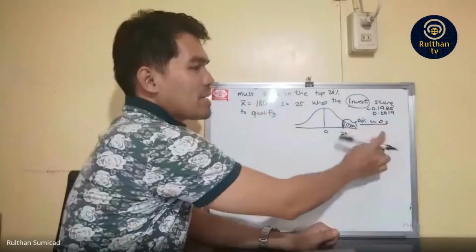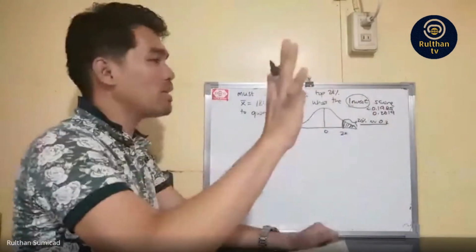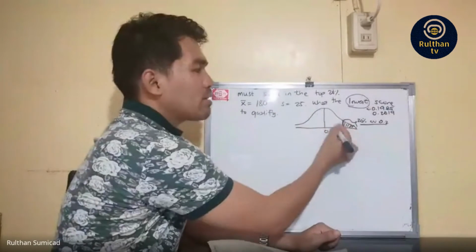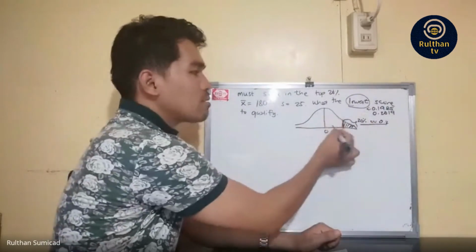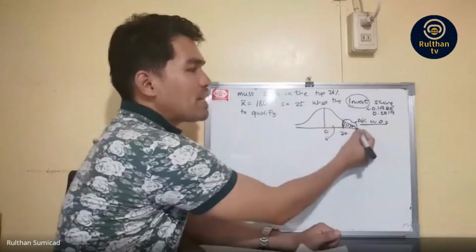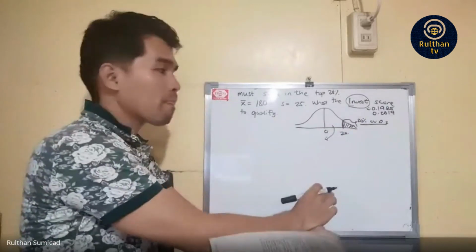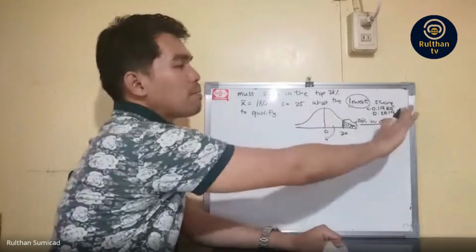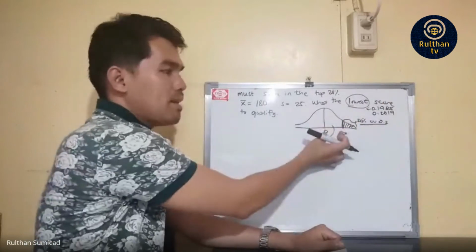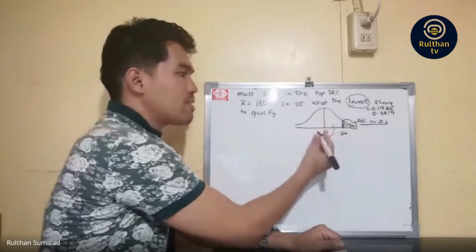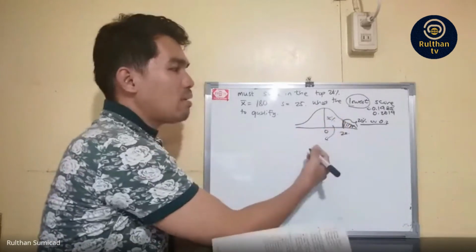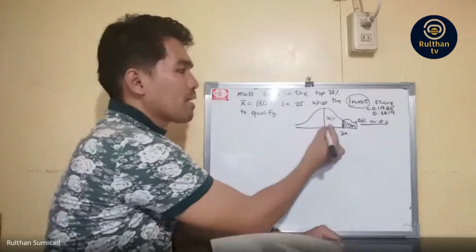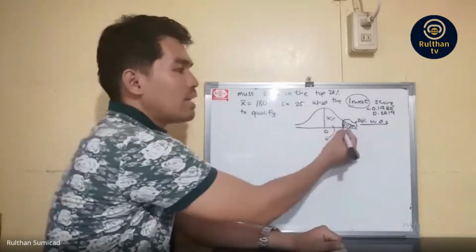This is 20%, but our table only refers from here. We're going to find this value instead of that value, which is this part. The number 0 up until here is 50%. And then the remaining portion of the half is 30%. This is 30%, correct? So we're going to find now the z-score equivalent to 30%.